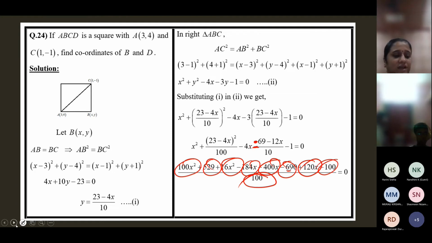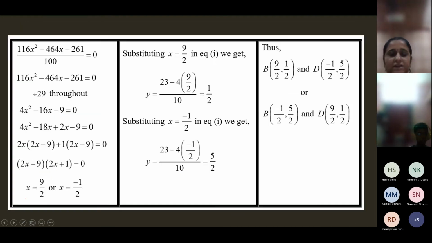All right, so we'll simplify the like terms, and that's how we get this x square term, x term and constant, divided by 100 is equal to 0. On cross multiplying, 100 goes away, meaning 100 into 0 is 0. So then 29 is the HCF of these numbers. So dividing by 29 throughout. Now the question is, how do we know that 29 is the HCF?